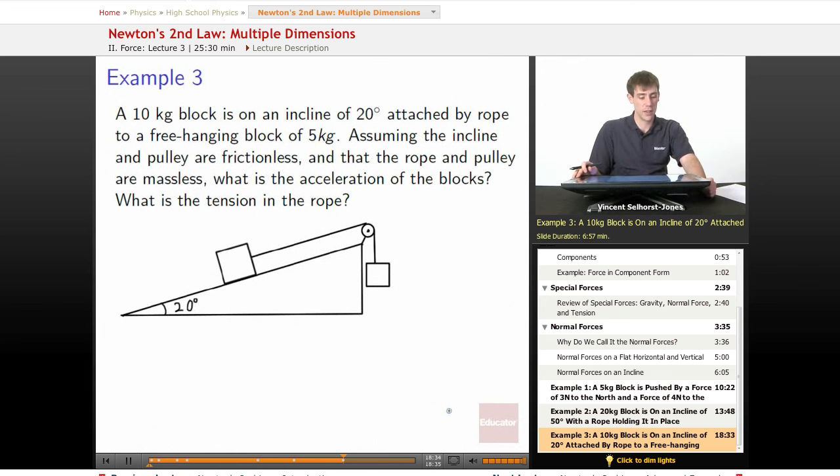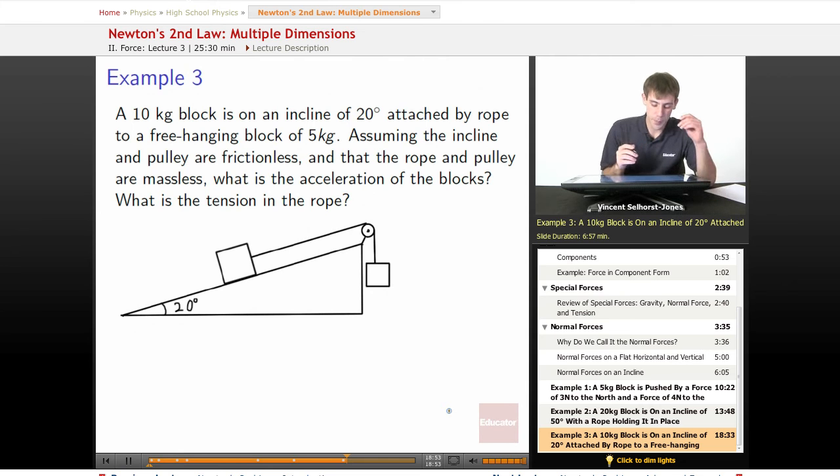All right, here's our final example. So a 10 kilogram block on an incline of 20 degrees is attached by a rope to a free hanging block of 5 kilograms. Now, assuming that they're both frictionless and the rope and the pulley are massless, what's the acceleration of the blocks? And what's the tension in the rope?